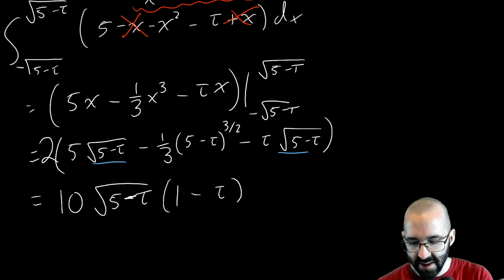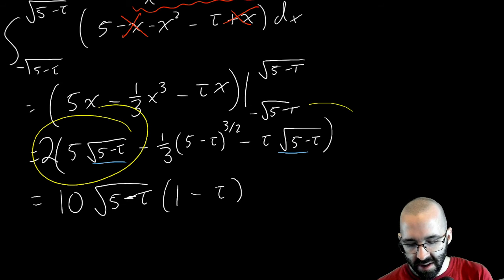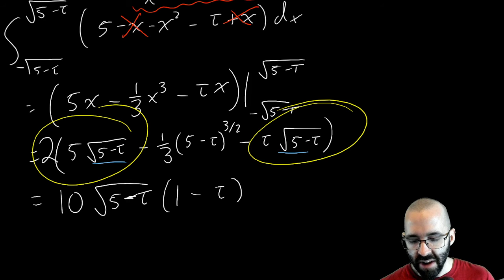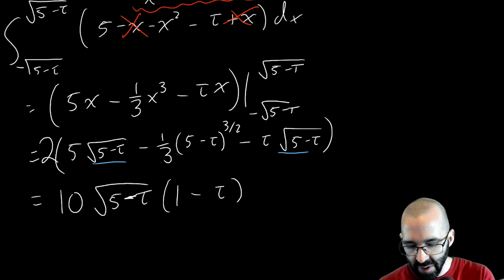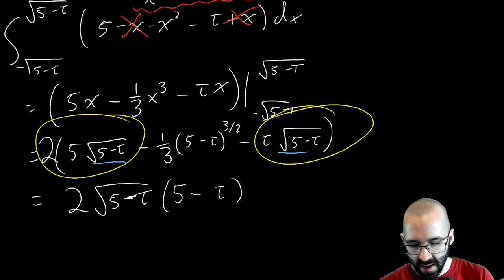So we can write it like this. I'm combining this with this. Factoring out. Oh, no, we can't do that. Yeah, we can't factor out a 10 from both. We can factor out a 2 from both. And then it's going to be 5 minus t in here. So now, that's what happens when we combine these two terms.